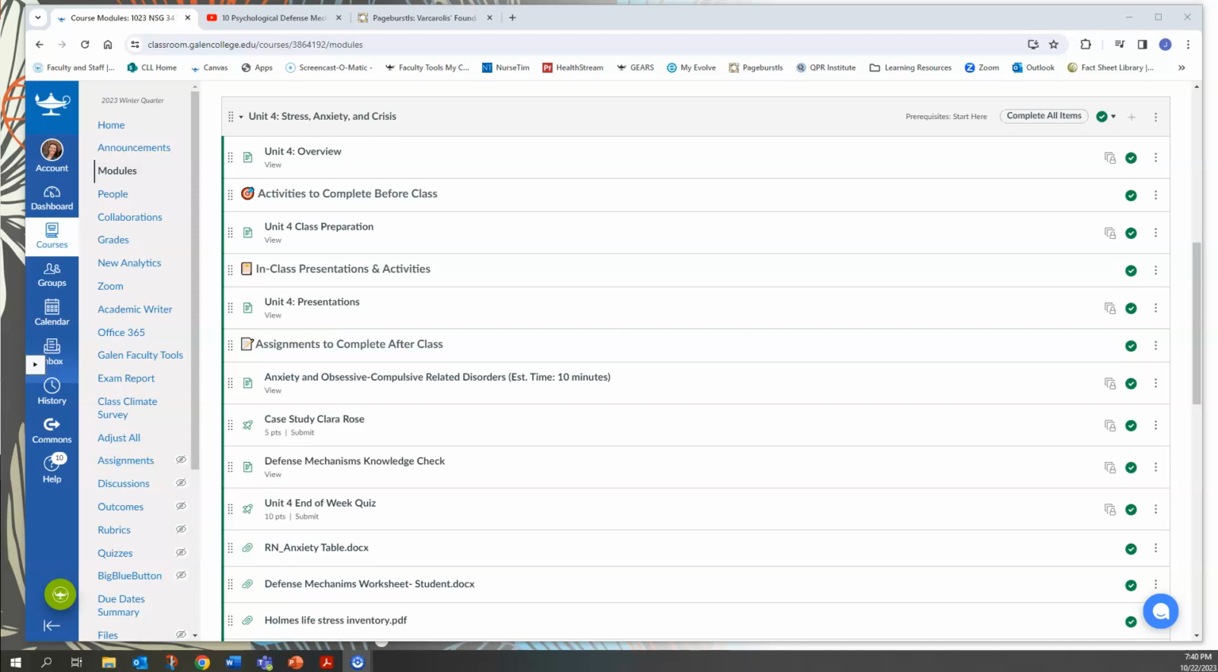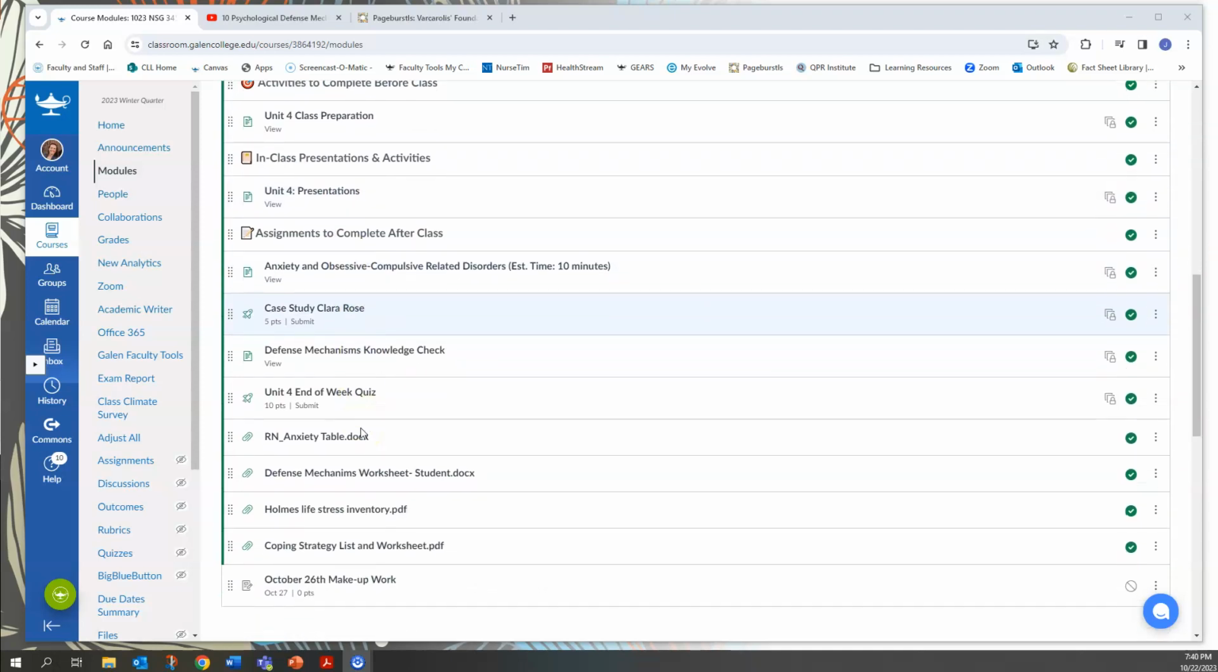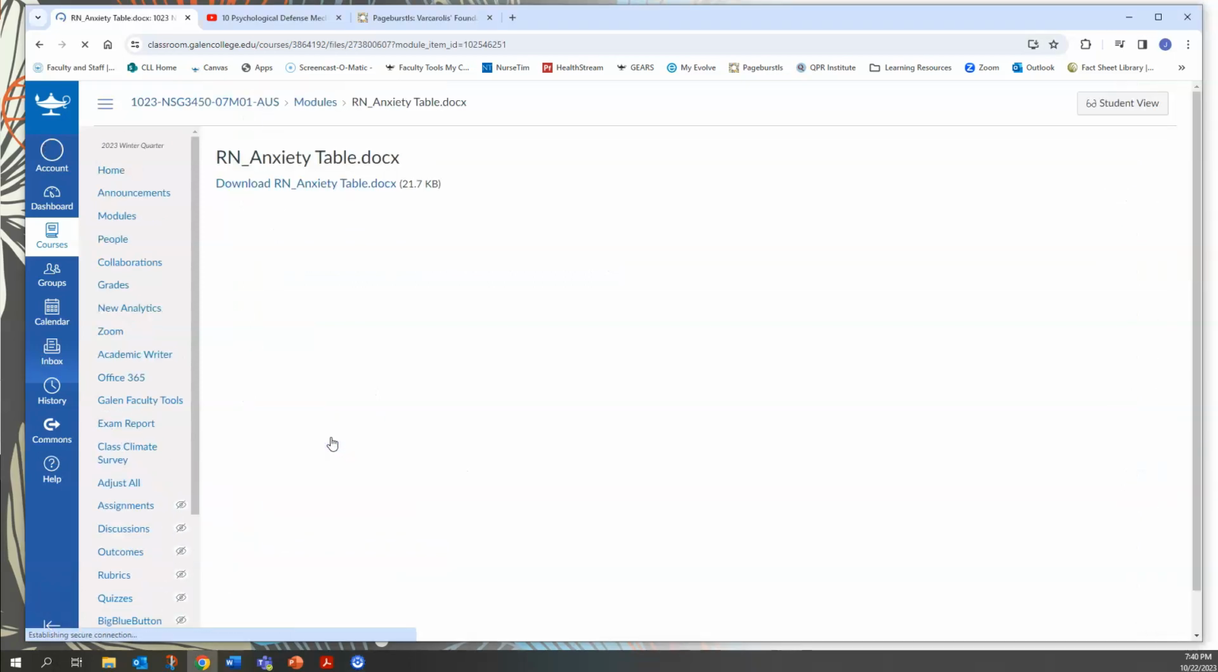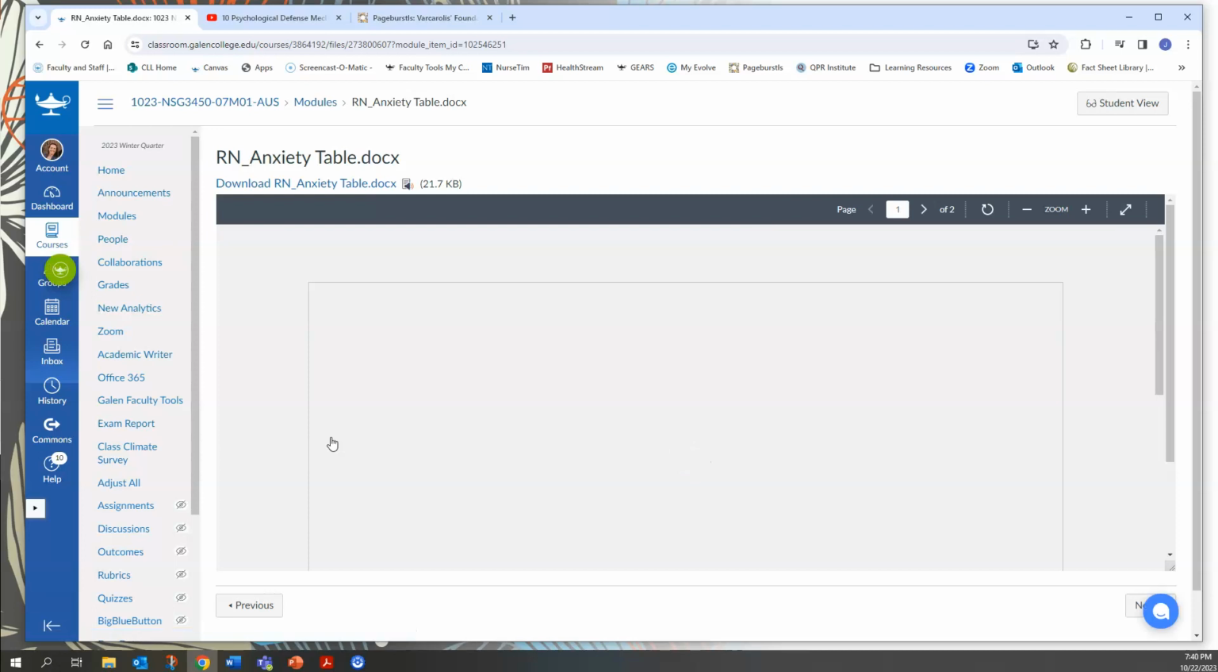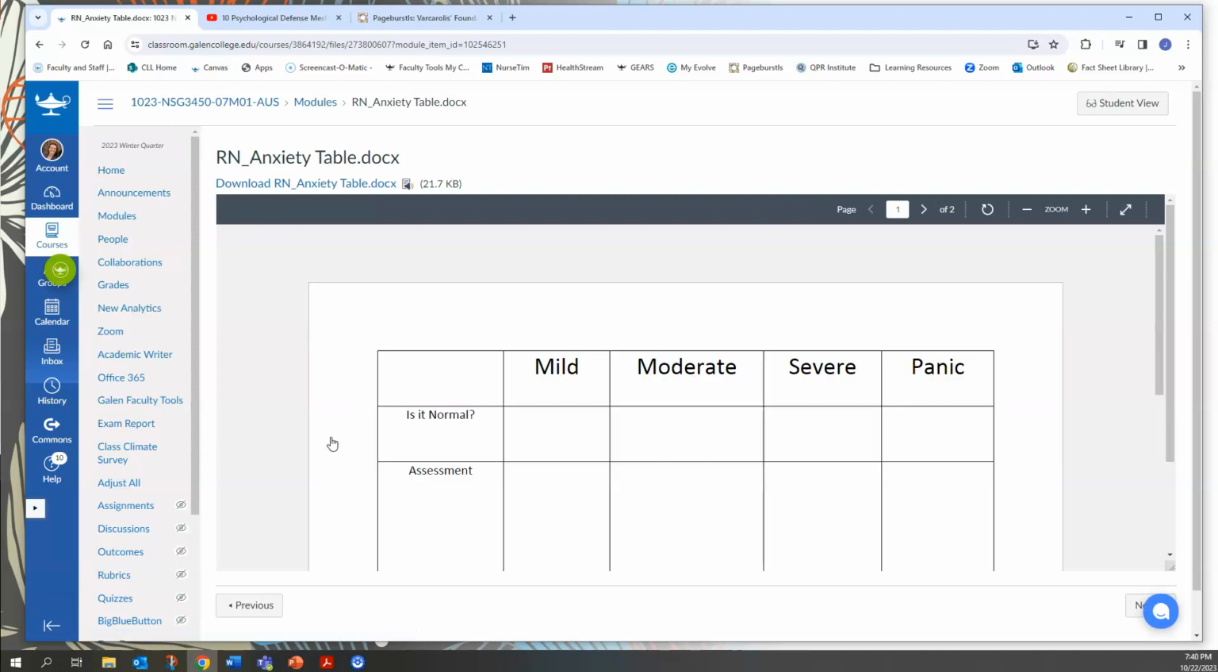I am going to be doing the first half of your Unit 4 lecture since you will not be in class on Thursday. So, just a quick overview because I've added a bunch of stuff to the Unit 4 module. One of the things is this RN anxiety table. This is what's going to get you credit for listening to the lecture. And honestly, it's essentially a note sheet.